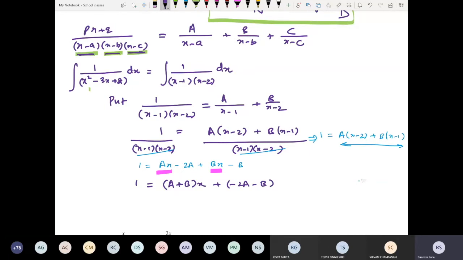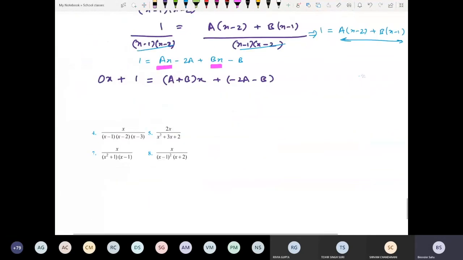Now we will just compare the coefficients. Here we have a term containing x. Here we don't have any term containing x. We can simply say that is nothing but 0x. Am I right? Is there any doubt to anyone?